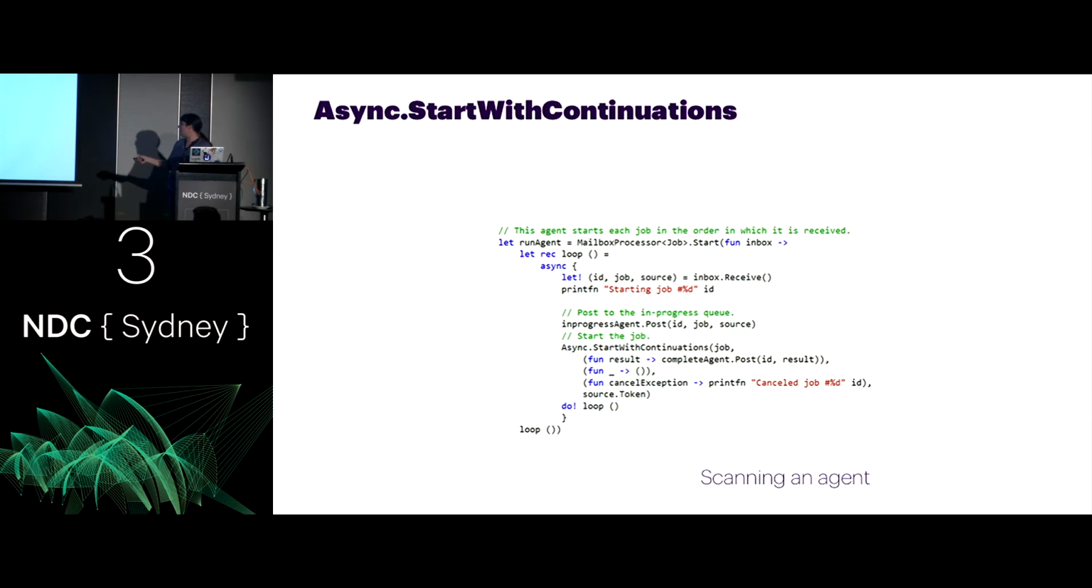And in this case, we have the cancel exception. So here's where we actually go out and cancel this properly using this token. And we loop around. But this is how we would use the start with continuations to be able to handle errors more effectively.